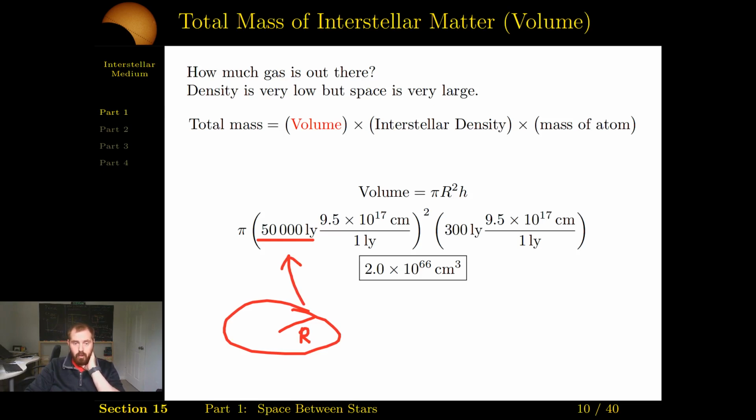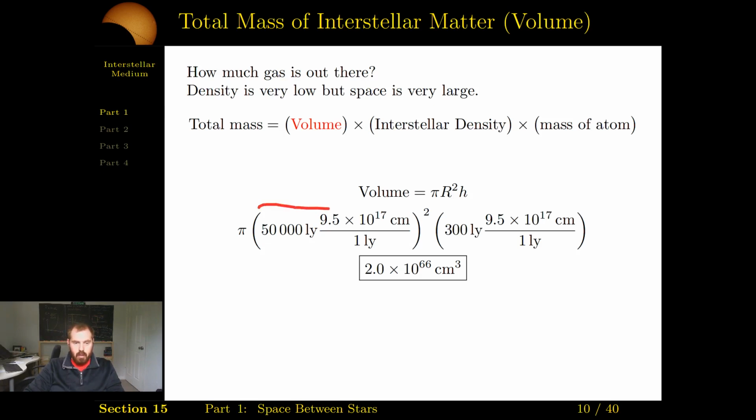Now, the next term here, what's this guy? That's to convert. We're in light years, and we need to be in centimeters to make all of our units consistent. So all we're doing here is converting 50,000 light years into centimeters. Straightforward: there are 9.5 times 10 to the 17th centimeters in 1 light year. So let's clear that out a little bit.